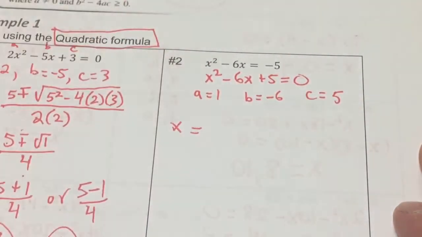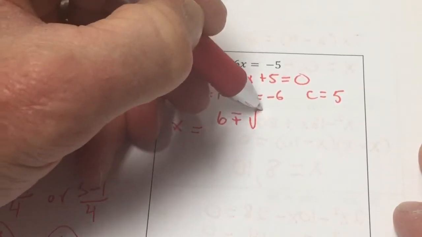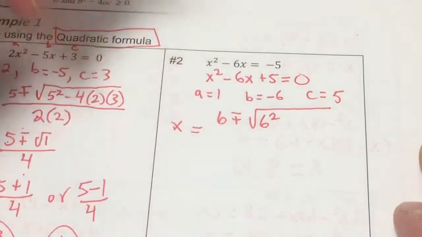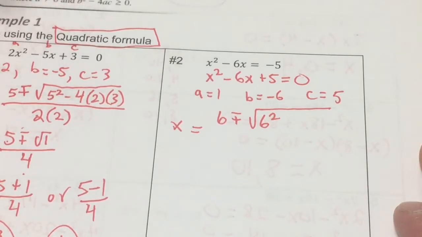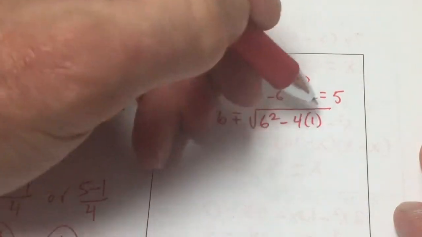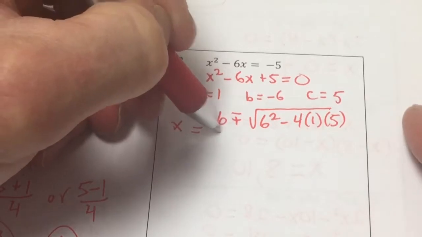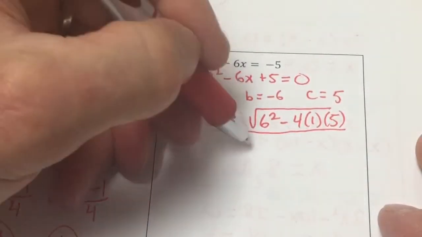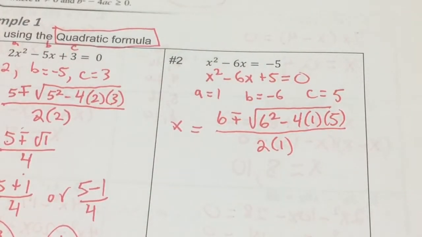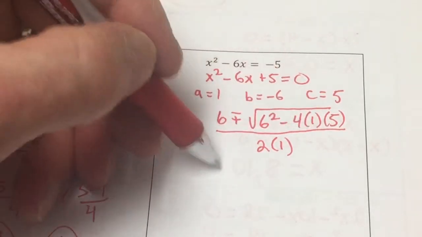So the opposite of B is positive 6, plus or minus, do the square root. Again, I'm not going to put down the negative for B squared because I know that it's just going to be positive 36 anyway. Minus 4 times 1 times 5. So that's 4AC right there. Underneath, we're going to have 2 times A, which in this case is 1. Okay, so again, we're going to do what's underneath the radical first.